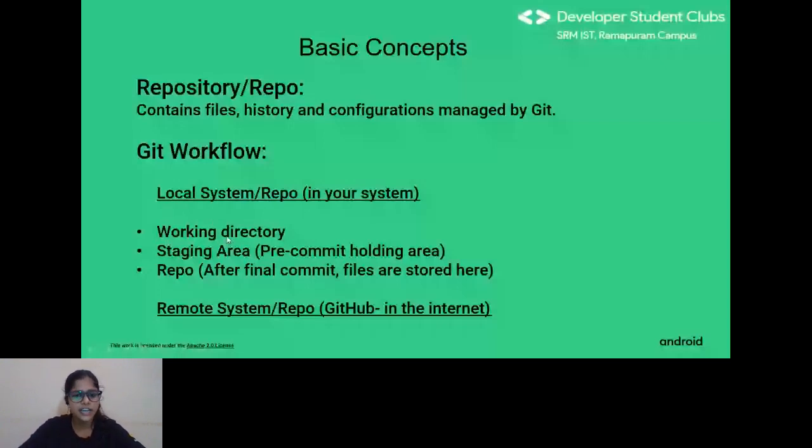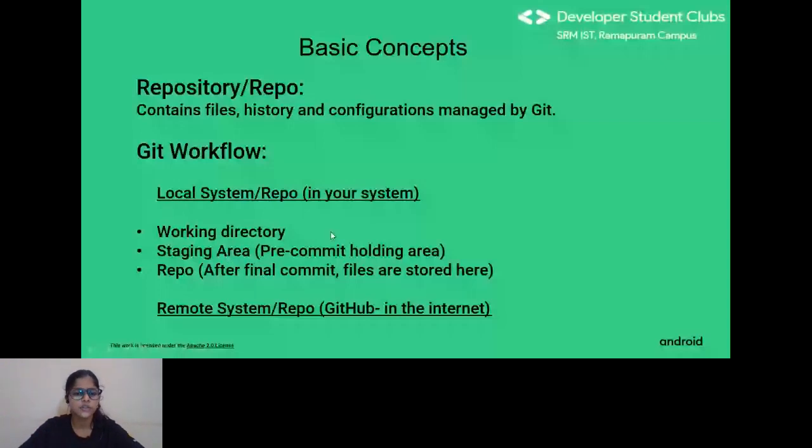And the staging area is the pre-commit holding area. So this is actually a very temporary area where you put your files for a temporary time limit. And repository means after the final commit, these files are stored there permanently. This is where your files go permanently. So let's move on to the next slide.